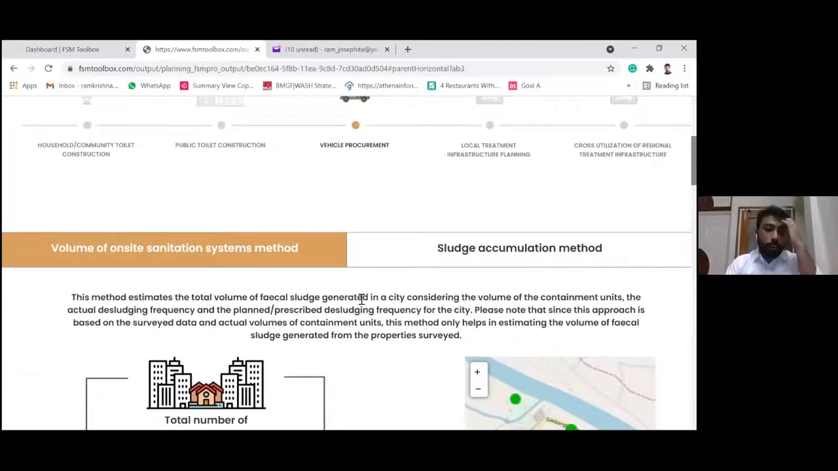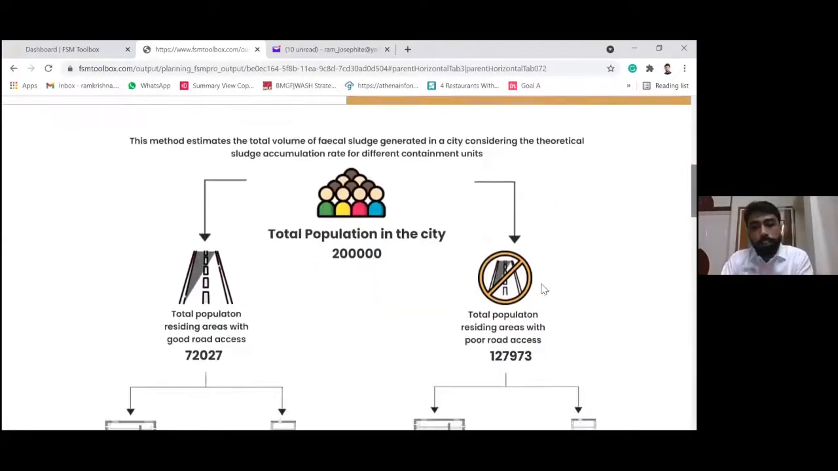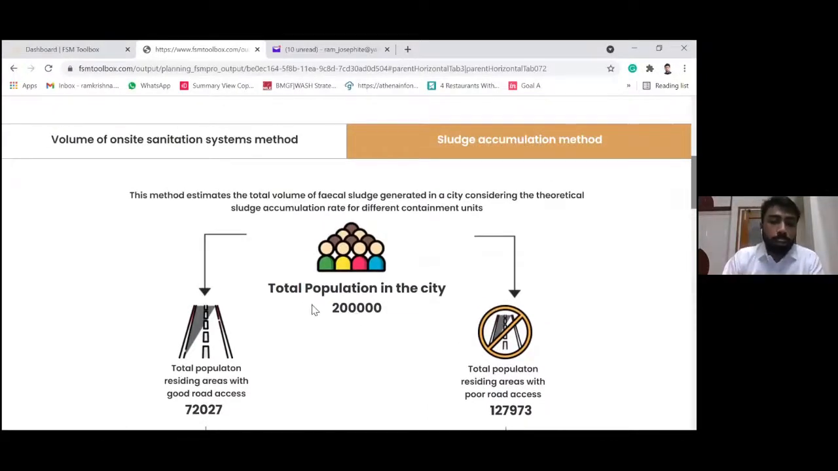Oftentimes it also happens that users, as technical experts in the field, are confused about which method to follow for estimating the total volume of fecal sludge that my city is generating. There is the actual scenario planning for volume of on-site sanitation systems, or there is the sludge accumulation rate method as well. So the tool basically guides you through both options, and you can choose: this is for your current scenario, and this is for the total sludge accumulation based on the sludge accumulation rate method. What is the total that the city can produce?